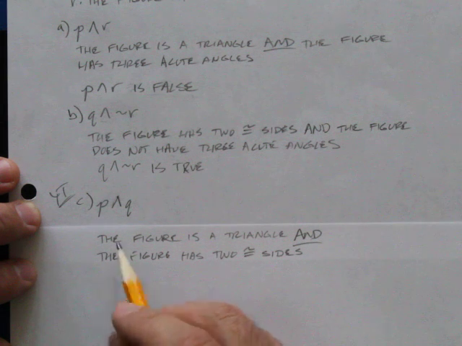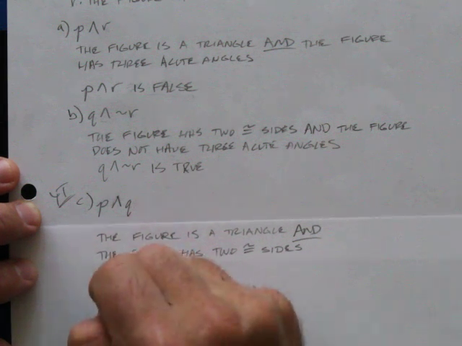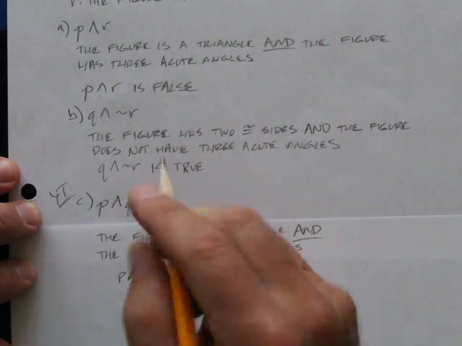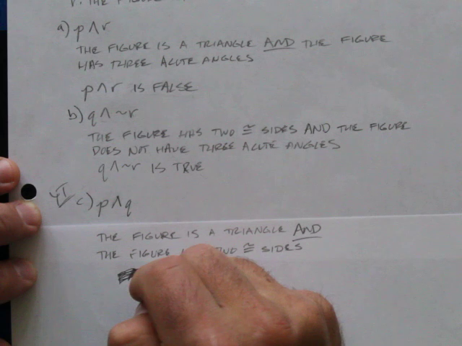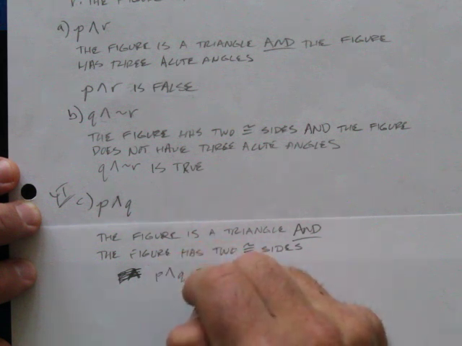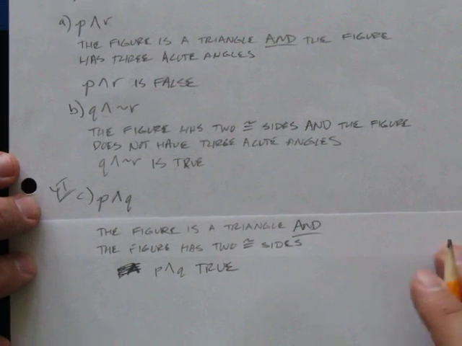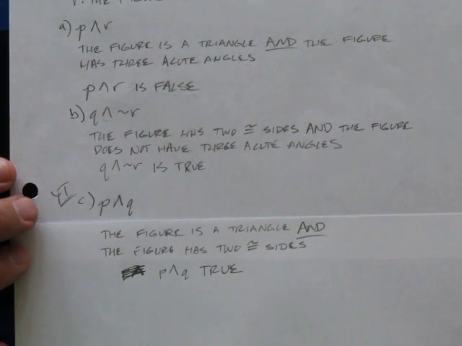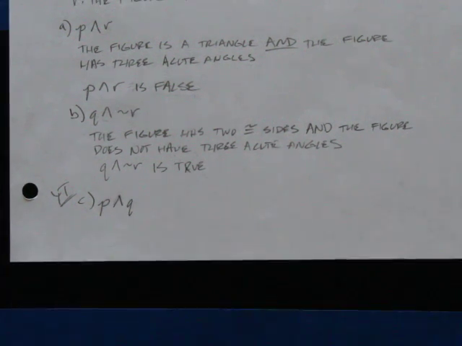So I've got P and Q. Those are both true statements. P and Q is true because those are both true statements, and there we go. Good.